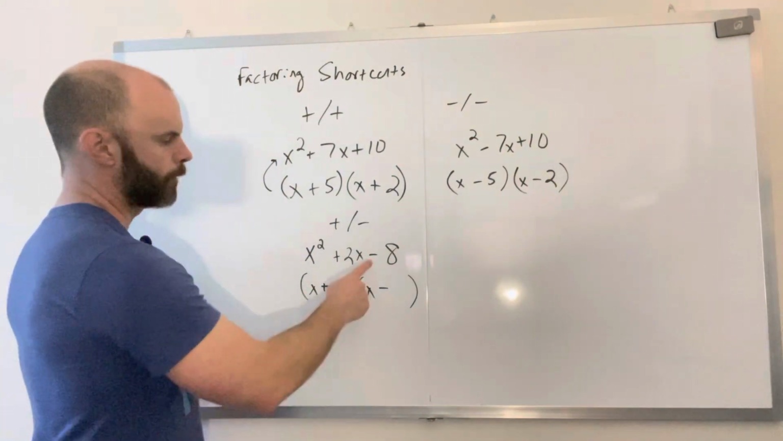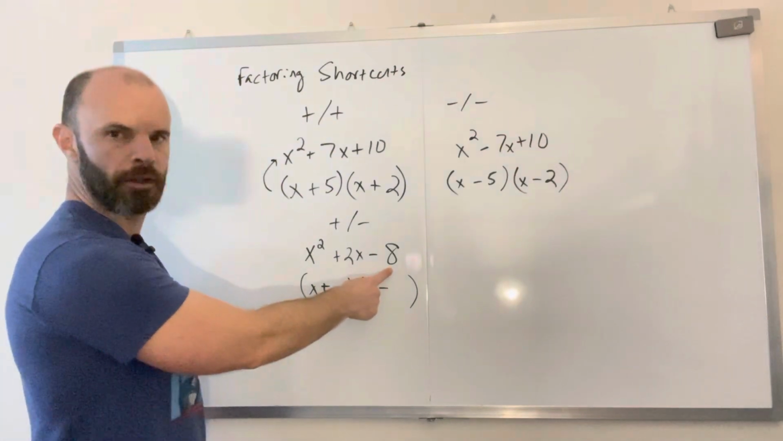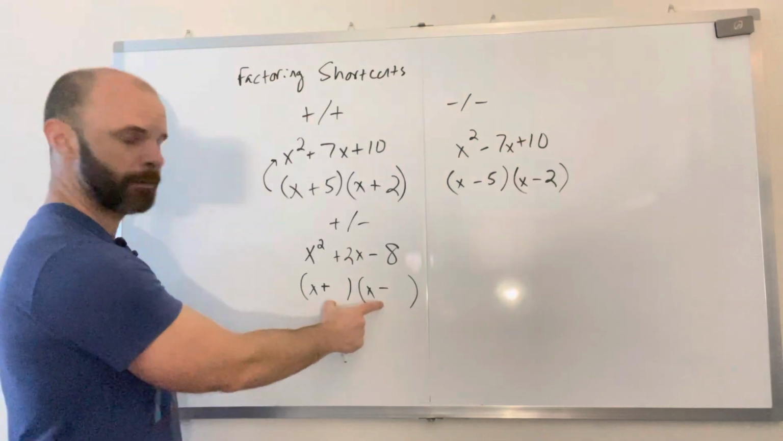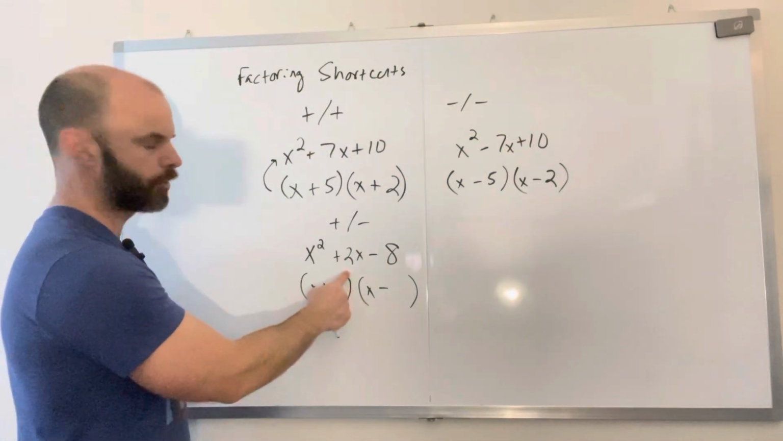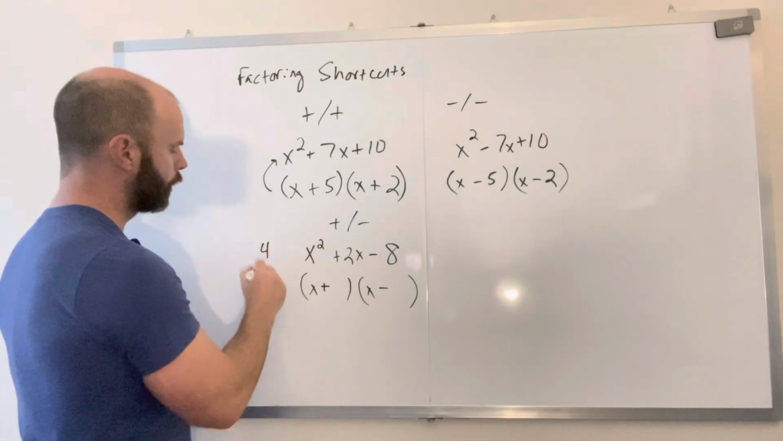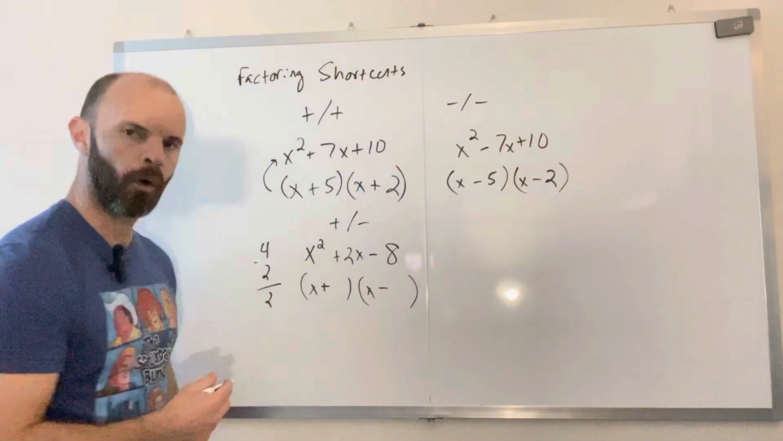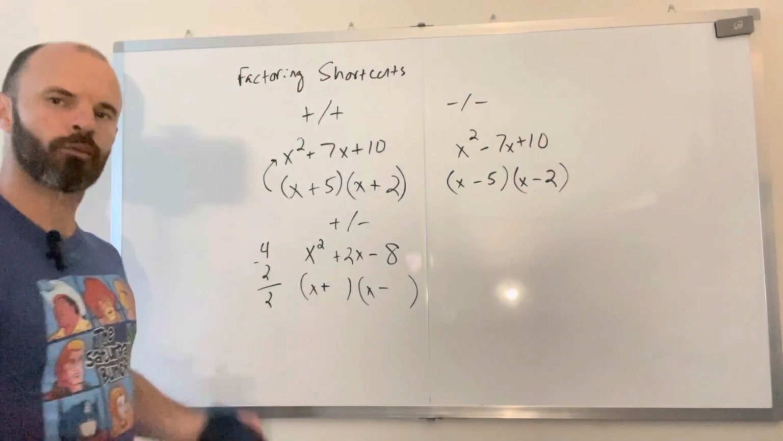So my options are 1 and 8 or 4 and 2. Well, 1 and 8, it's not going to subtract because this means to subtract them. It's not going to subtract to 2, okay? But what about 4 and 2? Well, if I subtract those, I get 2. Well, that's exactly what I want, okay? So now the question is, where do I put it?